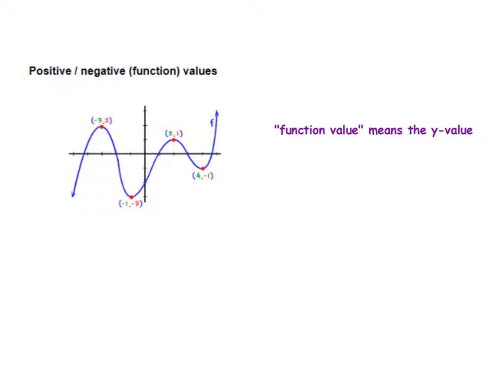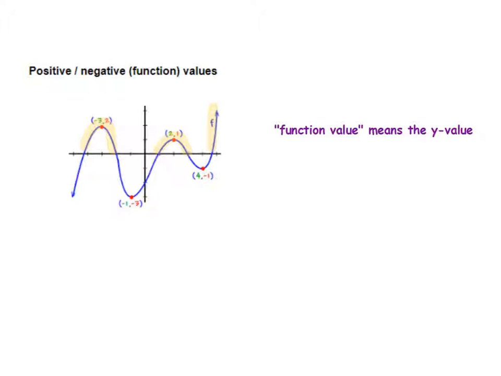This is our last term for this video, and that is positive or negative values, or positive and negative function values. Sometimes they won't use the word function, but that's what's implied. When you're looking for positive or negative function values, the function value means the y value. So where on this graph are the y values positive? I want to highlight them. That would be from here to here, from here to here, and from there. So all of those would have a y value that's positive.